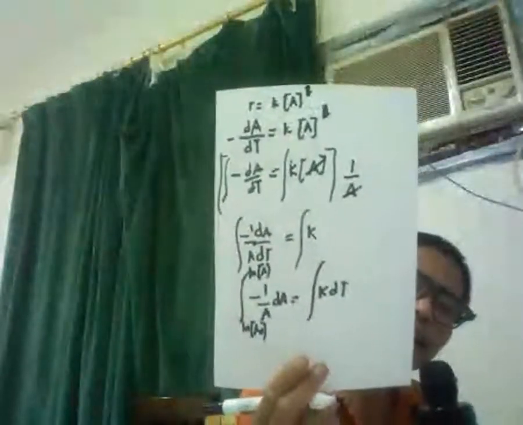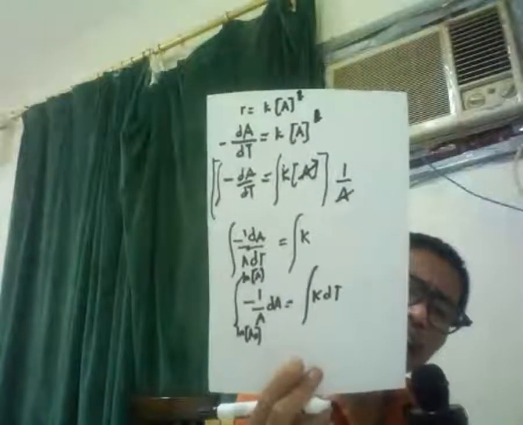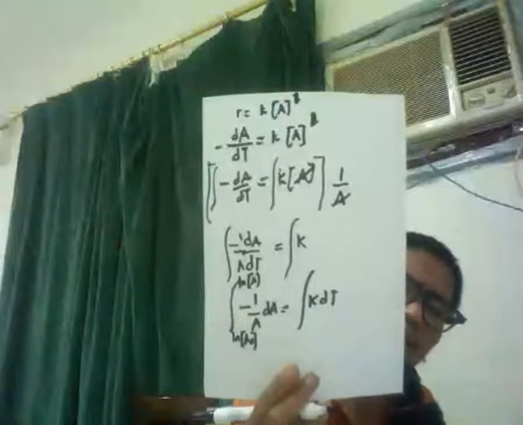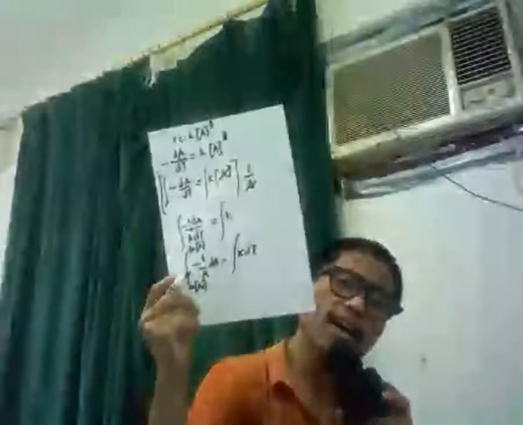So, okay, ln concentration A at the top, and then at the bottom will be concentration at t equal to 0, or initial concentration. Okay, and then the other side is k dt. So it's just the same as t0 and t at the top. Same with the zero order. Not too much issue with the k.